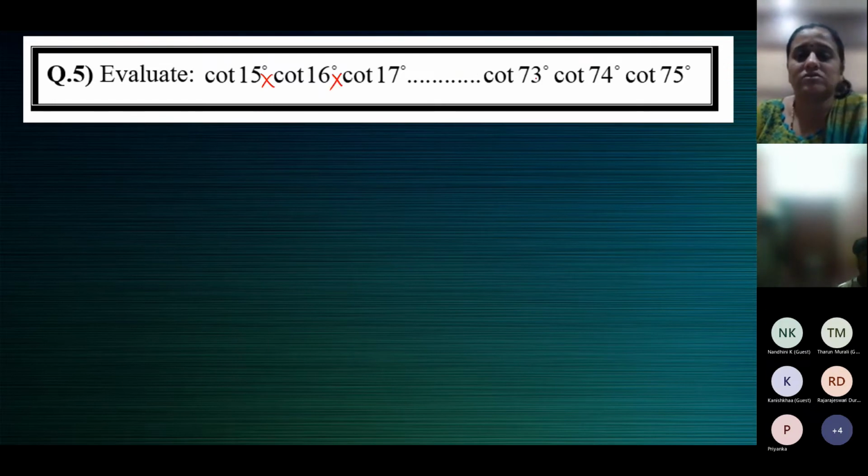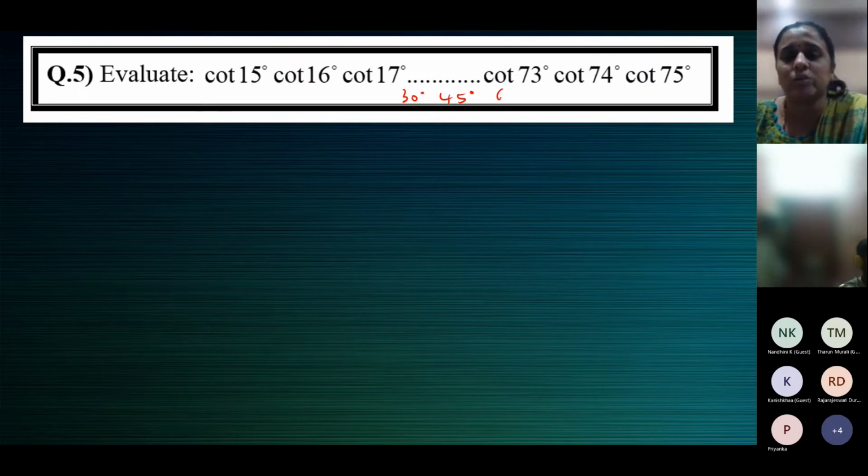Multiplication everywhere. So we need to find this product. So as I've told you, now you can see that 15, 16, these are not standard angles. In the middle, we'll have 30 degrees, which is a standard angle, and then we'll also have 45 degrees and 60 degrees, which are standard angles. But most of them will not be standard angles.